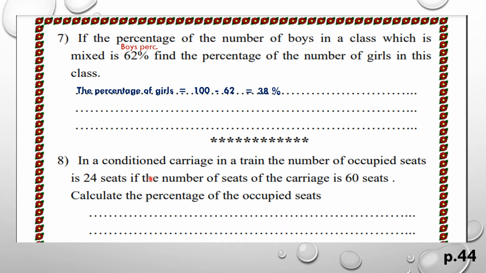Number 8. In a conditioned carriage in a train, the number of occupied seats is 24 seats. If the number of seats of the carriage is 60 seats, calculate the percentage of the occupied seats. So, this 24, this is the occupied seats, and the total is 60. How can I find the percentage of the occupied seats? With our rule, which is number over total times 100. The percentage of occupied seats equals number over total times 100 equals 24 over 60 times 100 equals 40%.